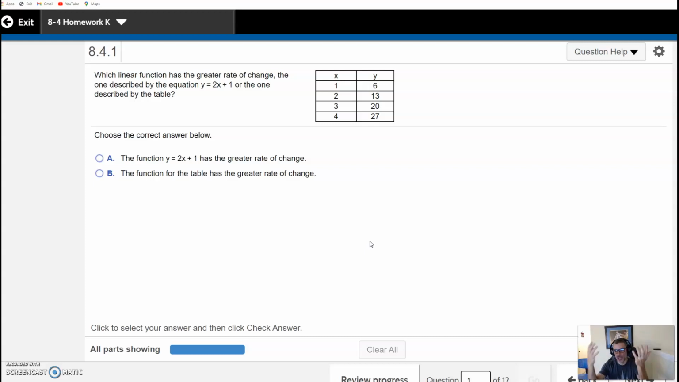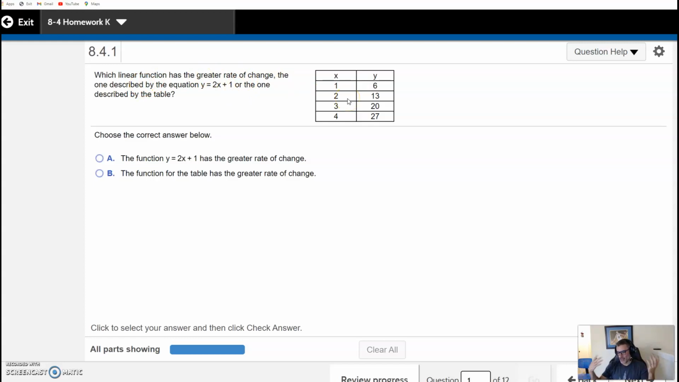So we're going to be comparing two things and looking at their initial values and their rates of change and deciding, hey, which one has a greater or lesser initial value and which one has a greater or lesser rate of change. So number one says, which linear function has the greater rate of change? The one described by the equation, or the one described by the table.